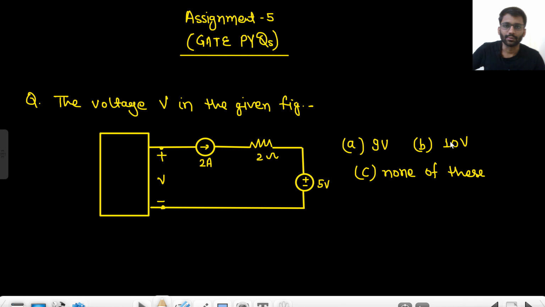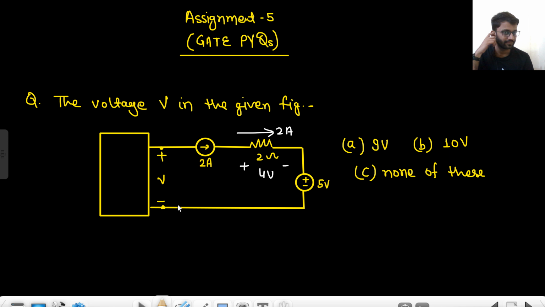Okay. So this is the first question. You need to find the voltage V. This is a 2 ampere current source. This is a 5-volt battery. So what will be the voltage drop across this 2 kilo ohm resistance? What will be the voltage drop? Because this 2 ampere current will be flowing here, the voltage drop will be 4 volt. So what should be the answer of V?